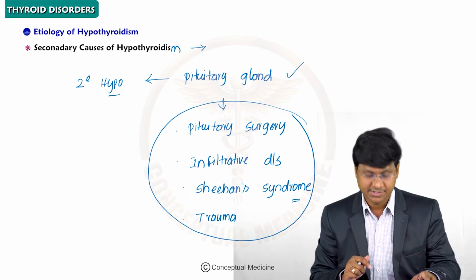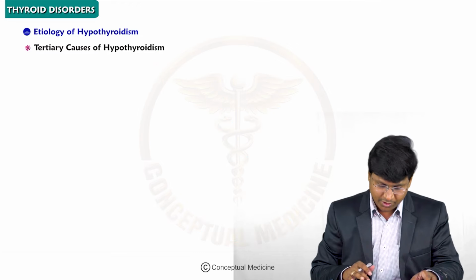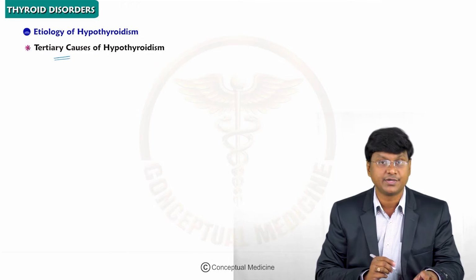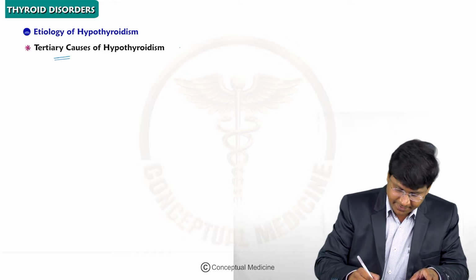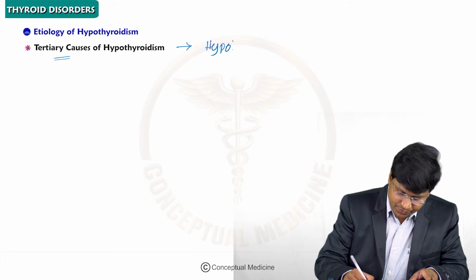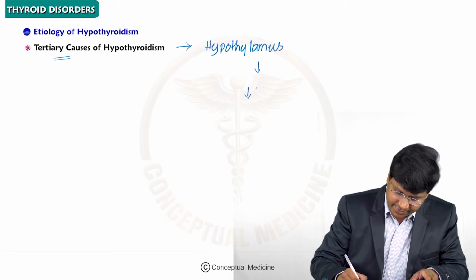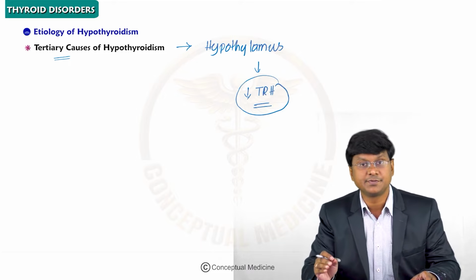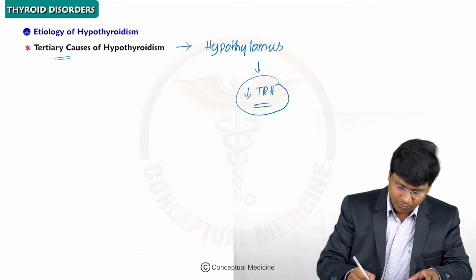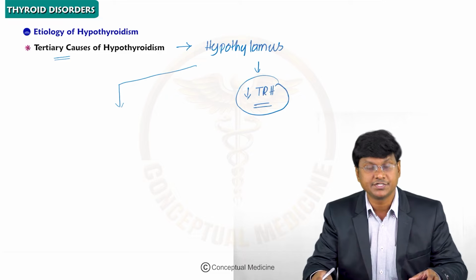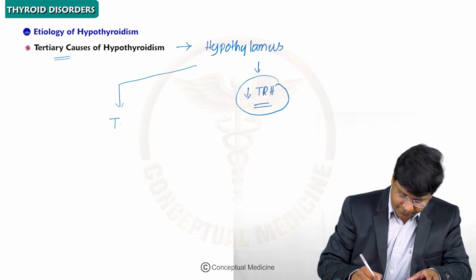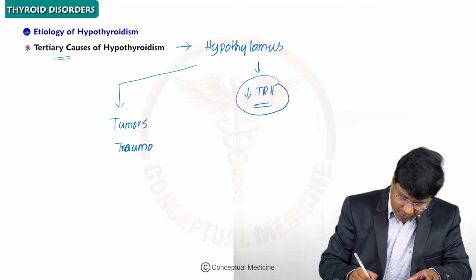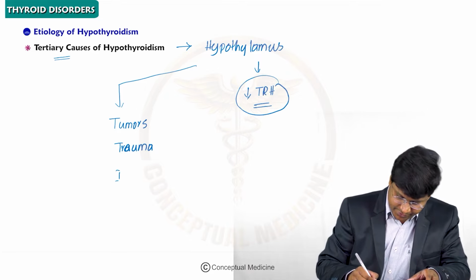Then, after the conditions discussed for secondary hypothyroidism, let me tell you what are the conditions which will cause tertiary hypothyroidism. For tertiary hypothyroidism to occur, the pathology should be at the level of the hypothalamus. If the pathology is at the level of the hypothalamus, that will cause a decrease in TRH production, that is thyrotropin-releasing hormone secretion. The causes at the hypothalamus causing tertiary hypothyroidism are tumors of the hypothalamus, then trauma to the hypothalamus, then infiltrative disorders.